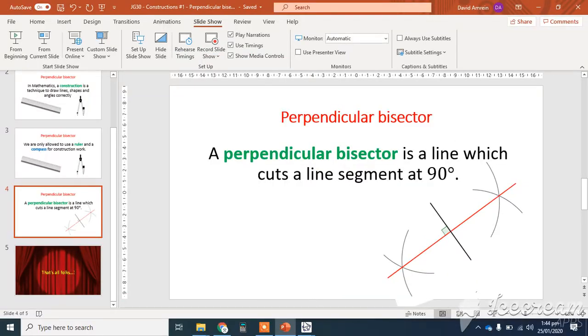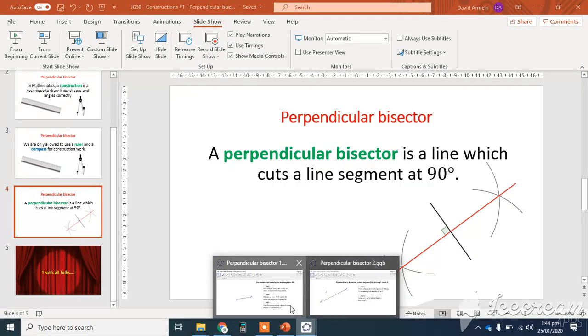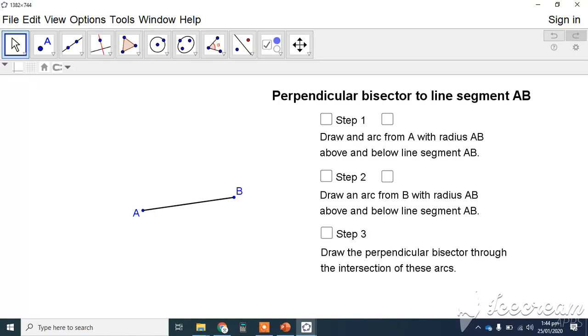Right, let's get into GeoGebra and show you how to do this. So here we have this line segment between A and B. What we're going to draw is a line straight down through the middle of AB that's exactly 90 degrees from AB. The word perpendicular means 90 degrees, at right angles to. So let's go through the steps.